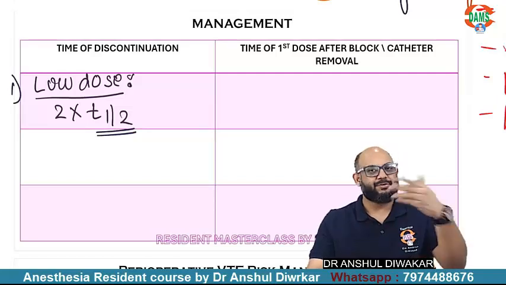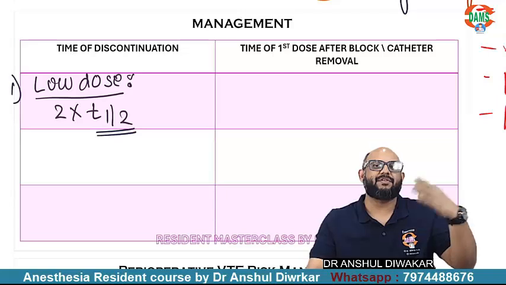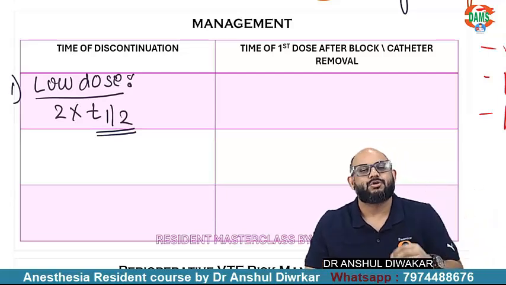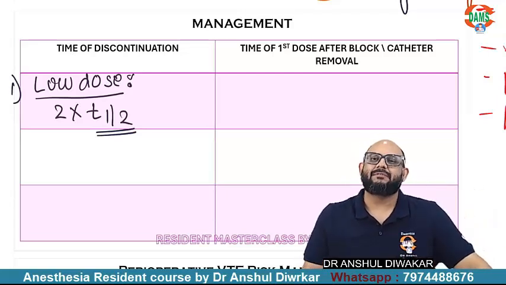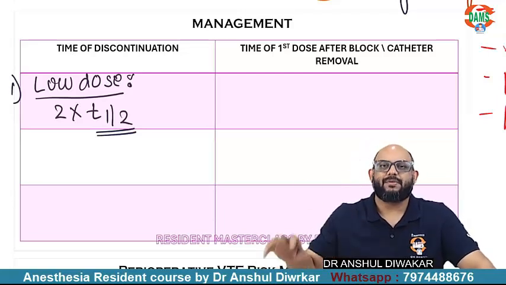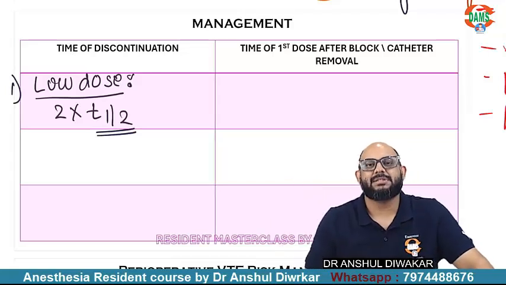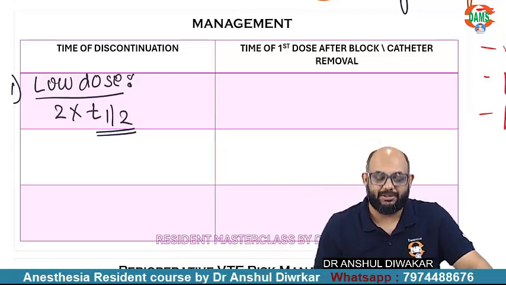Because in the first T half, 50% of the drug would get excreted. In the second T half, 50% of the remaining, that is 25%. So effectively 75% of the drug is excreted. And when you are giving a low dose, it blocks fewer receptors. So 75% drug elimination ensures effective coagulation.